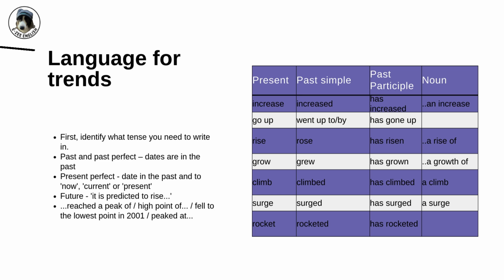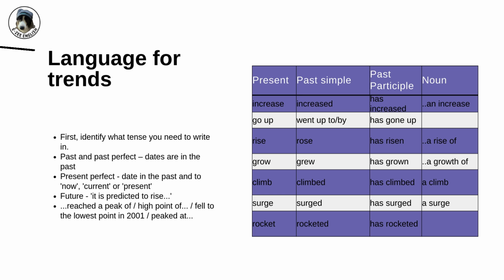First, identify what tense you need to write in. You'll use the past and past perfect if the date range is in the past, while if the date is in the past and up to now, current, or the present, use the present perfect. Occasionally, data is predicted in the future, in which case use future tenses. It is going to, it is expected to, and it is predicted to.